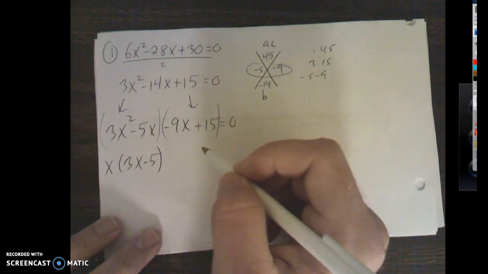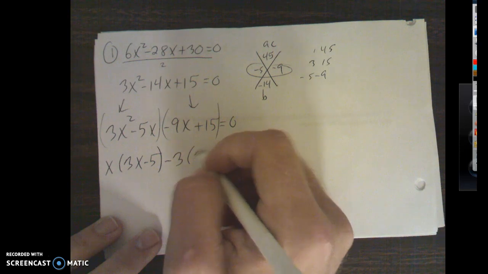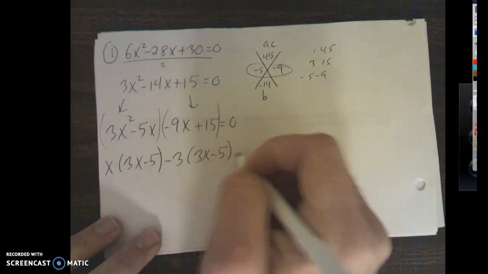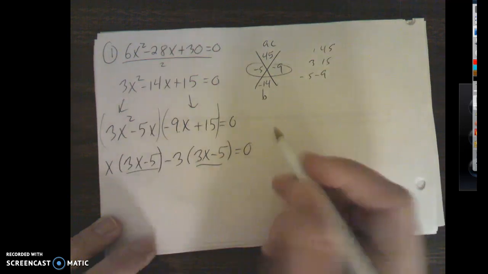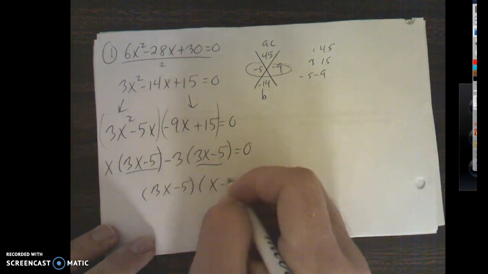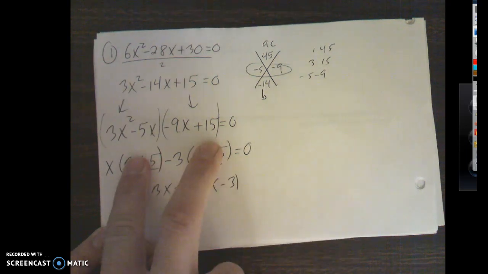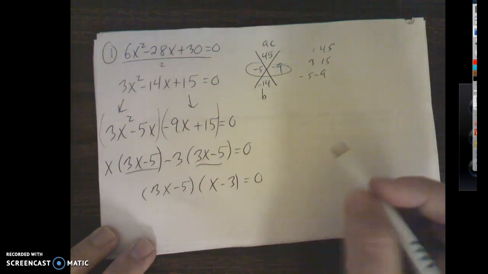And what can I take out of negative 9x plus 15? I can take out a negative 3, which leaves me with a 3x minus 5. Keeping in mind that you always want this to be positive. These are the same. I know I'm doing this right. 3x minus 5, cover them up. x minus 3 is left over. Boom, this gets you 8 points right here.